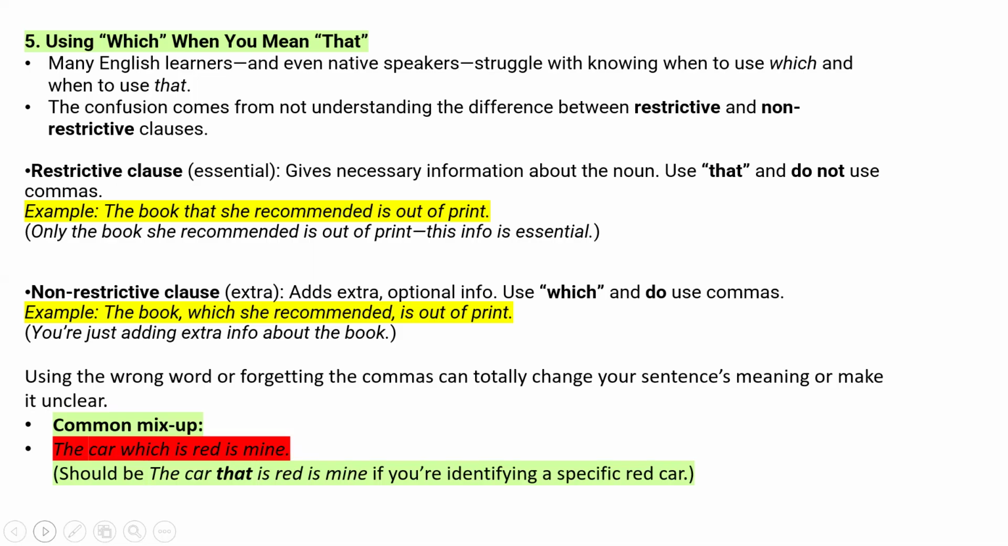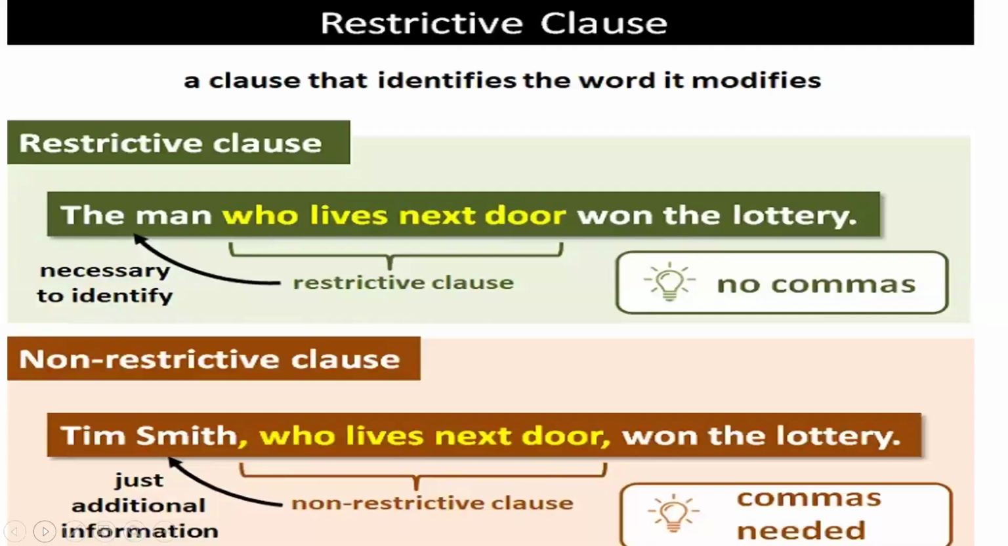So kindly don't make these mistakes. Restrictive clause: a clause that identifies the words it modifies. For example, "The man who lives next door won the lottery." Here, "who lives next door" is a restrictive clause, and "The man won the lottery" is an independent clause. The restrictive clause gives that specific information.